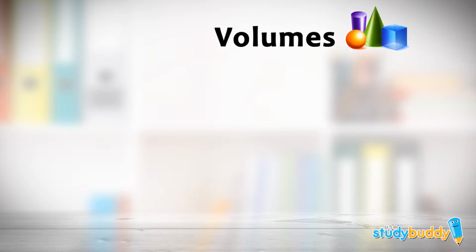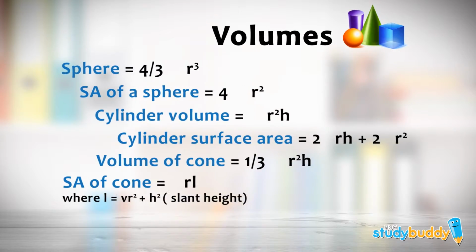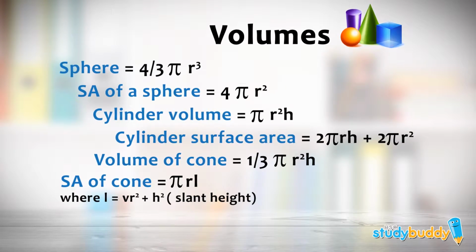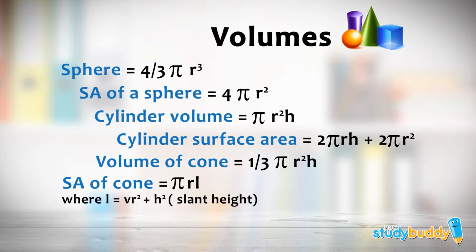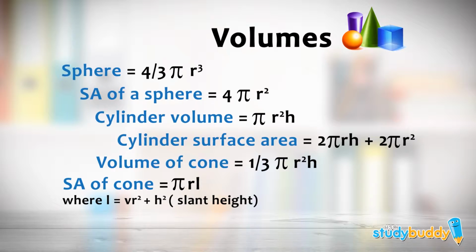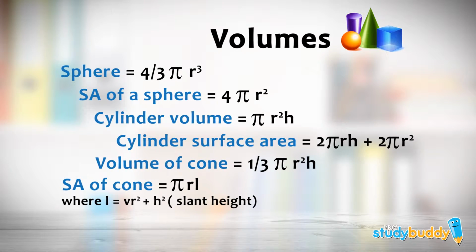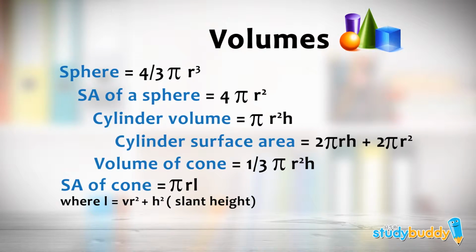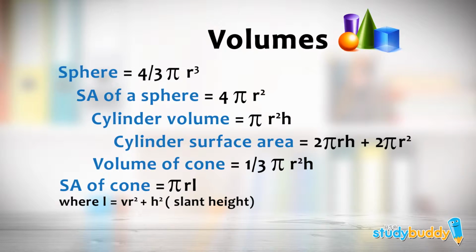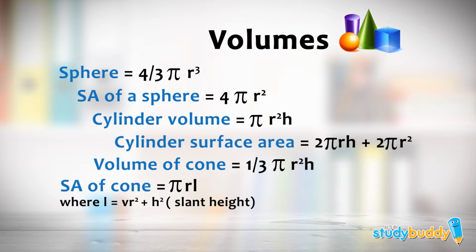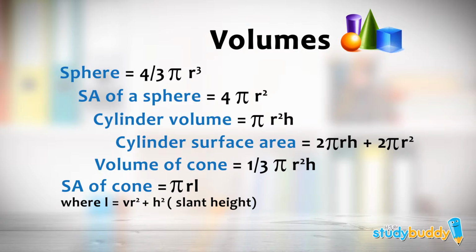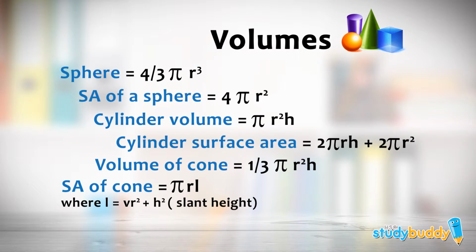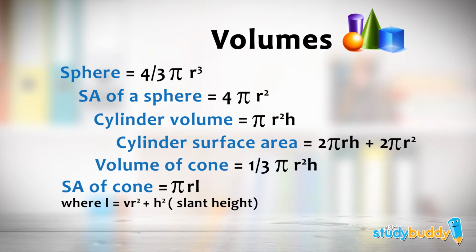Some quick volumes to know. These are presented here for the sphere, and we've also got the surface area. Then for the cylinder, now be careful with the surface area of the cylinder. If your cylinder has no lid or base, then we won't include the 2 pi r squared. Similarly with the cone, if your cone does not have a lid, then your surface area will only be the pi r L, where L is the slant height. If your cone does in fact have a lid, we'll need to add the pi r squared to this formula.